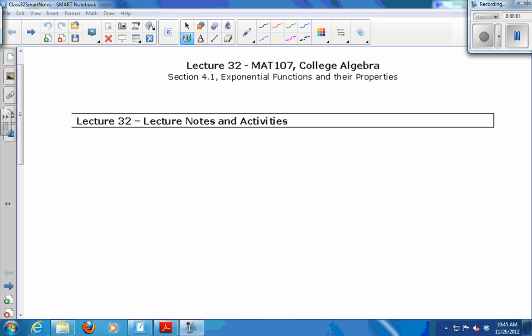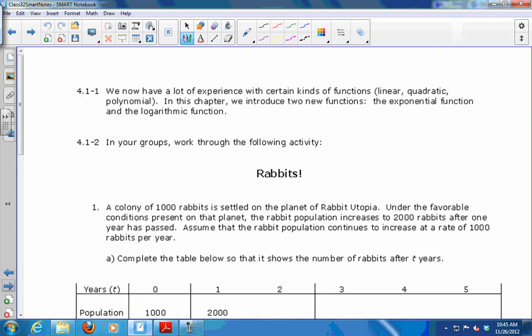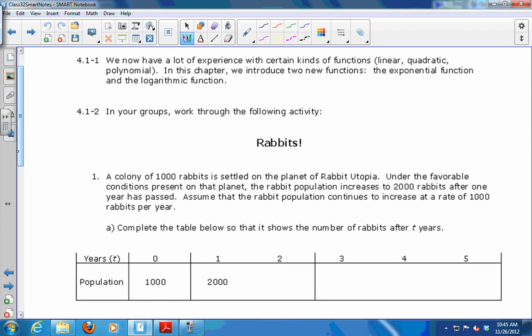Class today with a little bit of an activity. Rather than lecture and then activity, we're going to reverse it. So we have a lot of experience with certain kinds of functions. We've learned a lot about linear, quadratic, polynomial. We've talked about piecewise functions. So this chapter, we're introducing two new functions, the exponential function and the logarithmic function. So today's class is all about the exponential function.